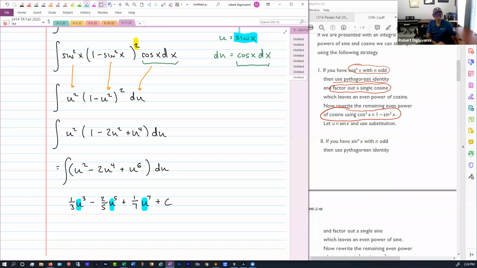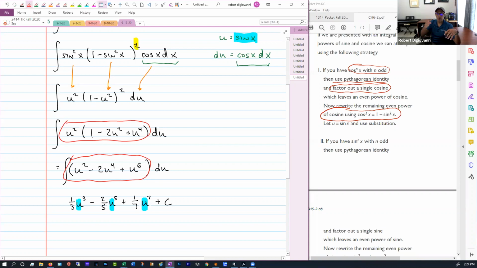So what you normally get here, whenever you have sine to an odd power or cosine to an odd power, you usually wind up with some sort of polynomial. And that polynomial, you can just do term by term, just power rule on each one.